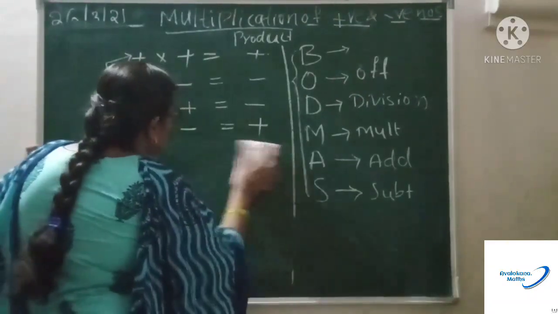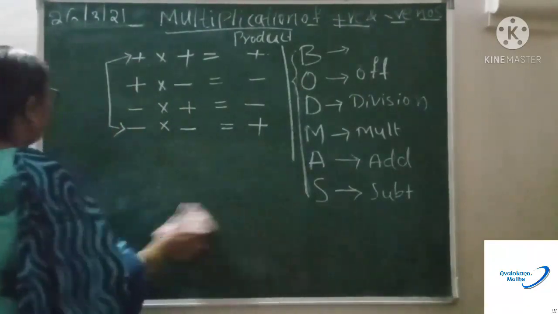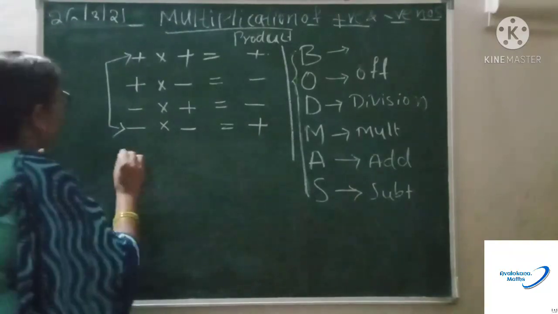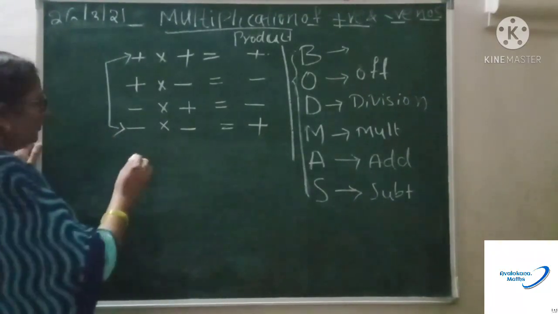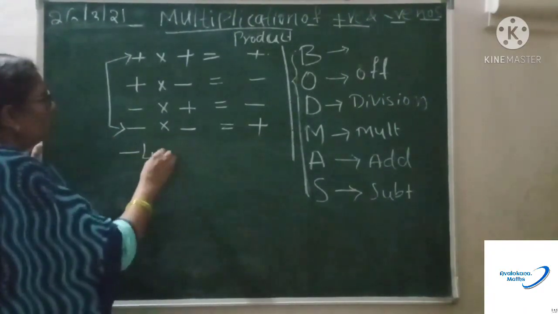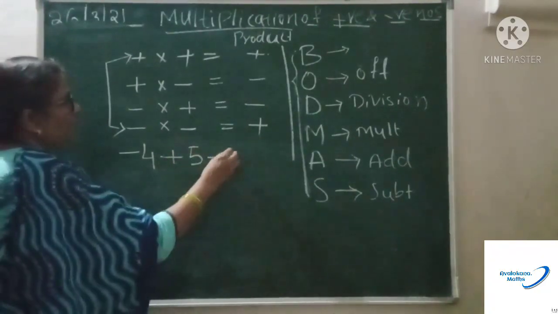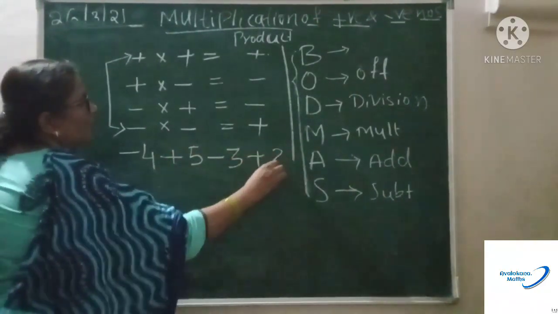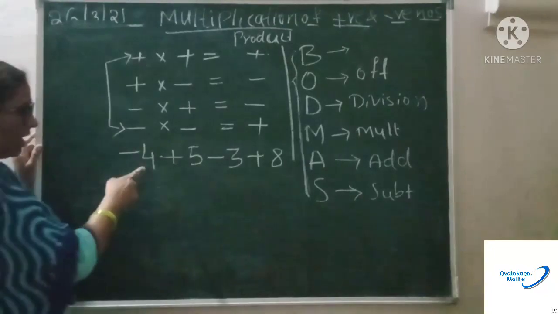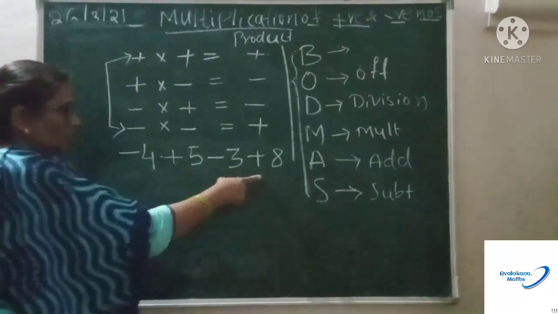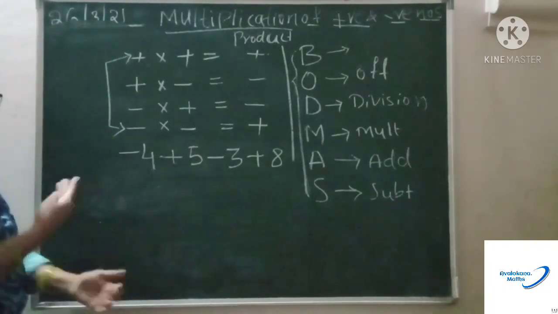So what is that? Let me explain with an example. Before moving to that, I'll also show you one more example with a combination of different operations, like this one: -4 plus 5 minus 3 plus 8. We have four numbers with different signs. I am taking only plus and minus now.